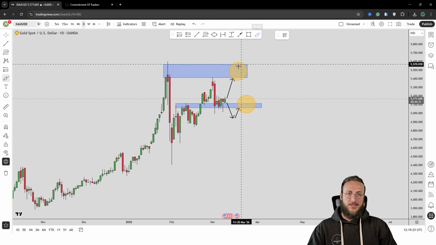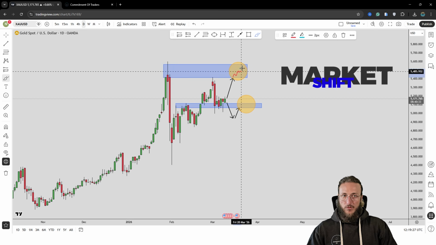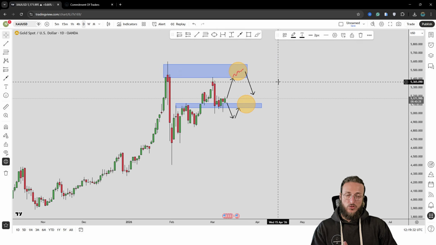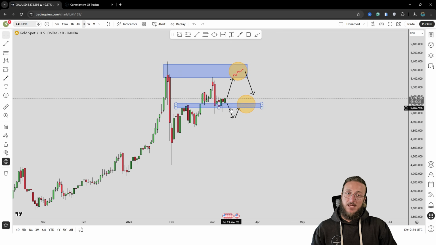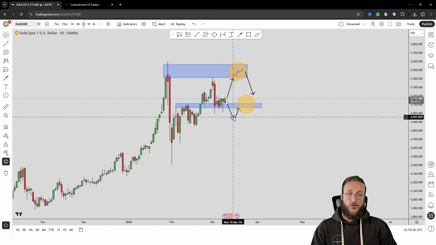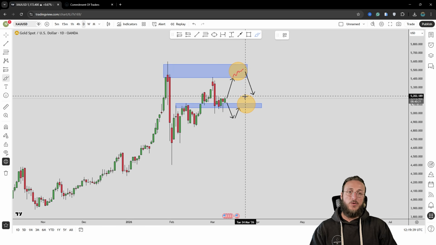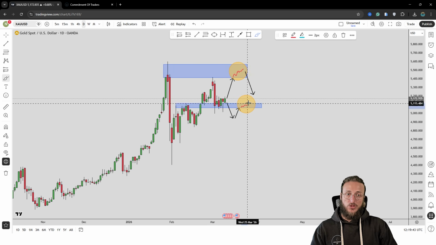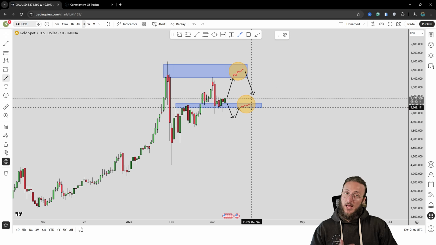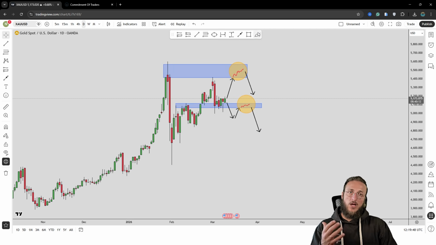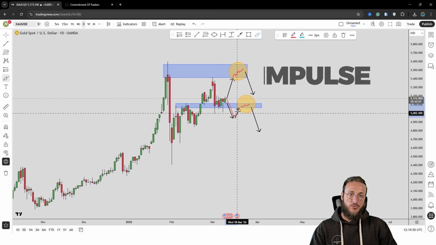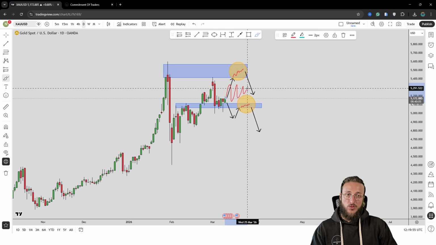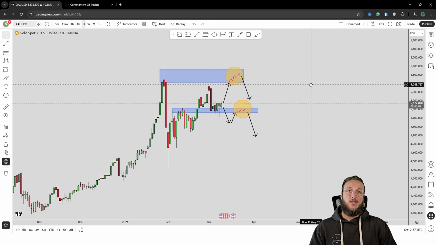Therefore, what I would expect is that if this market shifts from an intraday bullish to a bearish market, I wouldn't be surprised to see a potential rejection lower away from this level. And at the same time, if the market breaks below this support and goes for the retest, also here, I would expect more institutional shorting. So also inside of here, if the market shifts from an intraday bullish to a bearish market, I wouldn't be surprised to see a rejection lower, completing in this case this daily impulse, correction and impulse pattern to the downside. But until the market remains in between these two levels, I don't see anything interesting.